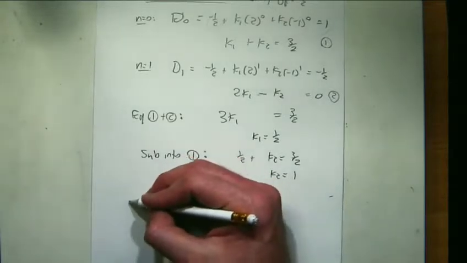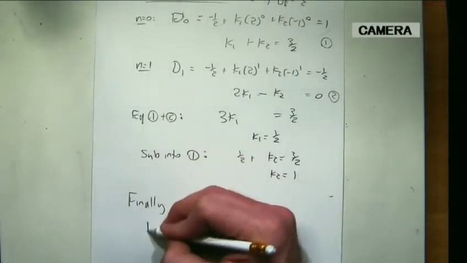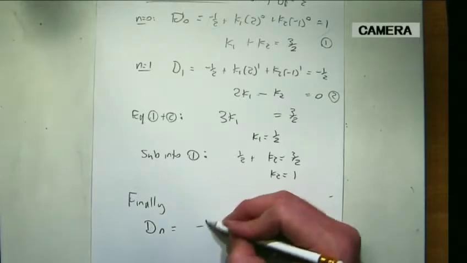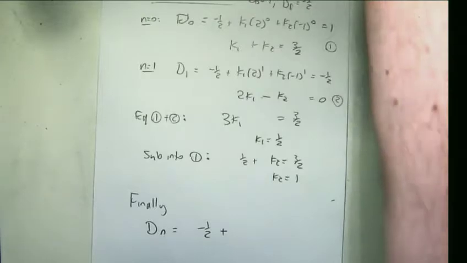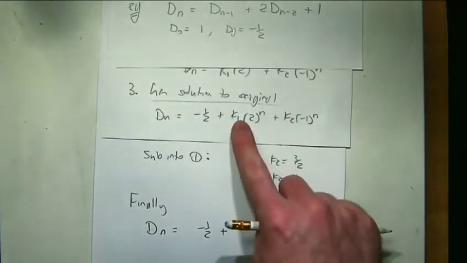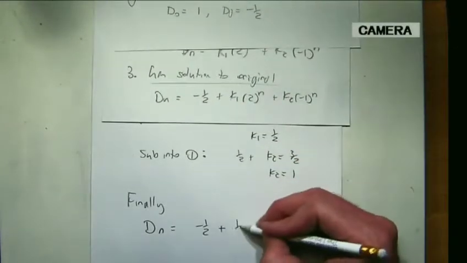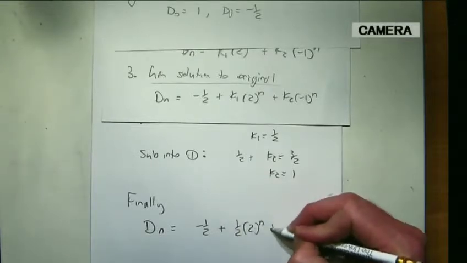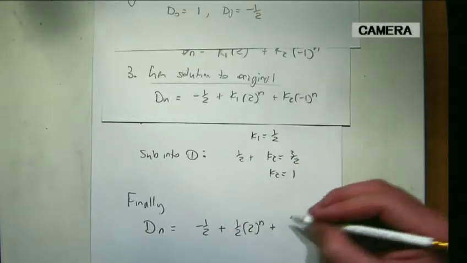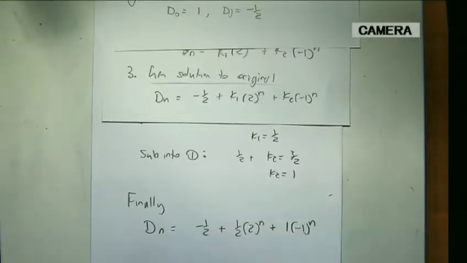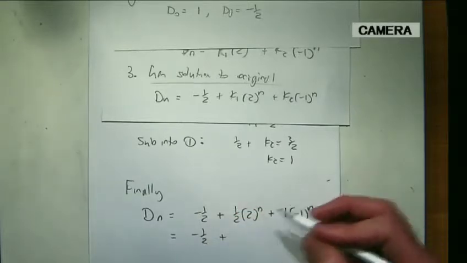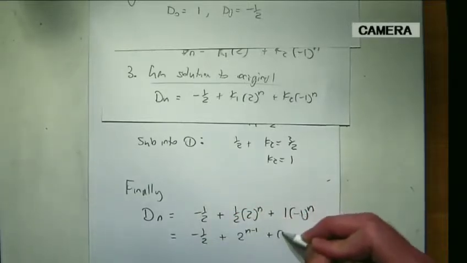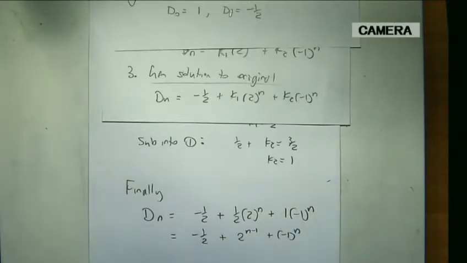And so finally, dn was minus a half plus K1, and K1 was equal to a half, plus K2, which is equal to 1. And that's my final solution, which I can just make look a little prettier if I'm interested in it. Yay! And that's the end.